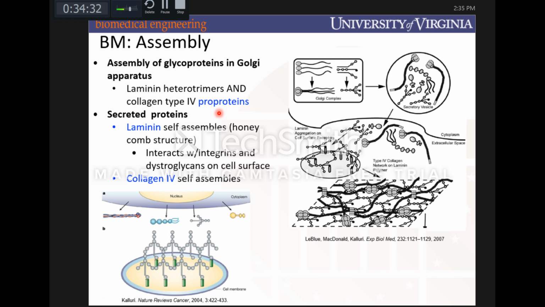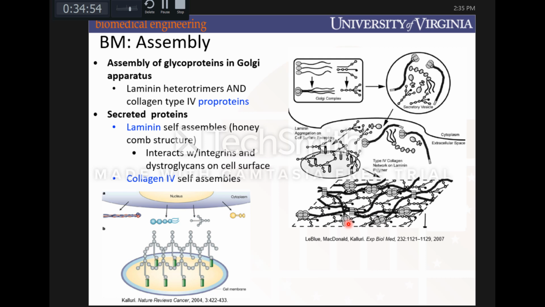So they are assembled in the Golgi apparatus, and then they're secreted, and once they're secreted, either through integrins or spontaneously, they self-assemble into these mesh networks. So both laminin into its honeycomb structure and collagen 4 will self-assemble once they've been secreted. And then they require those 2 smaller linker proteins to sort of make a full mesh.